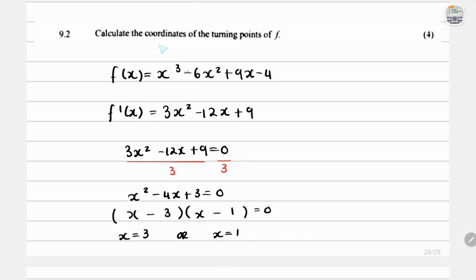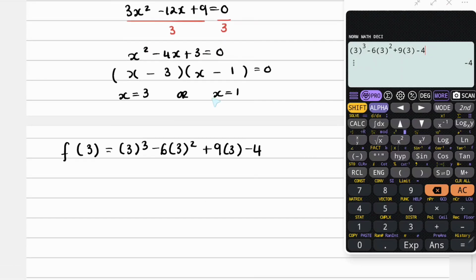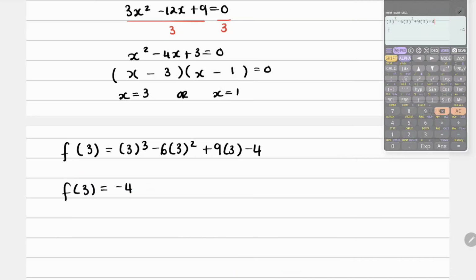Okay, and let's go ahead and find the y values because they want the full coordinates. So take these x values and substitute them into f of x. Okay, so yeah, I don't know why I said substitute this one. We don't really need to put this one in. We already know what that point is. It's an x-intercept and a turning point. So we only need the 3. So f of 3 is therefore equal to negative 4. And that is it.